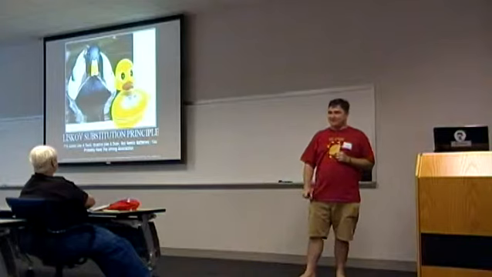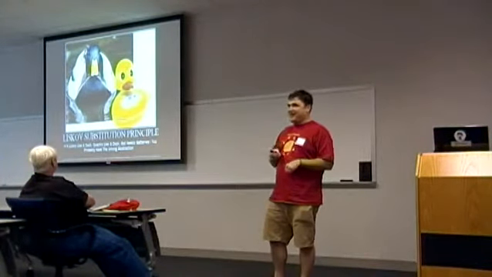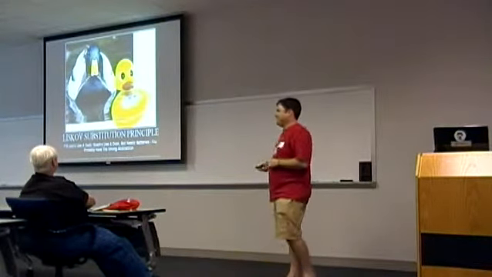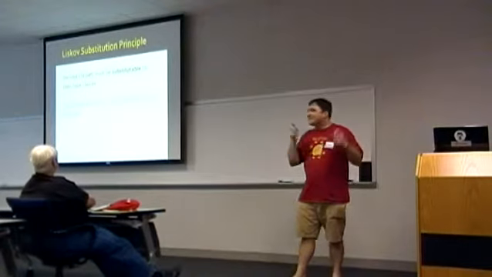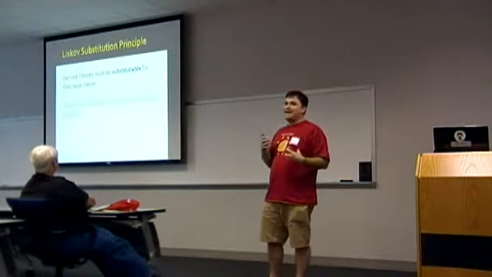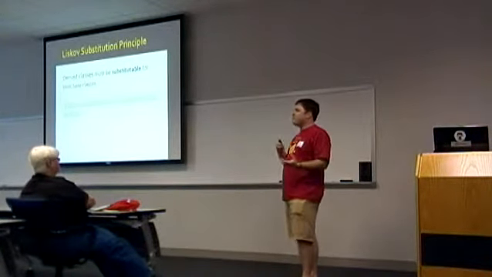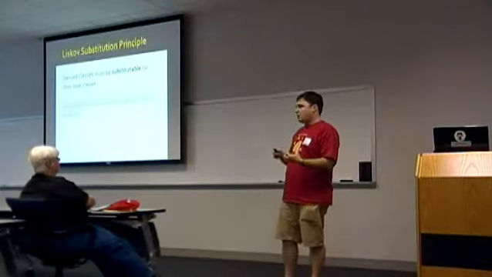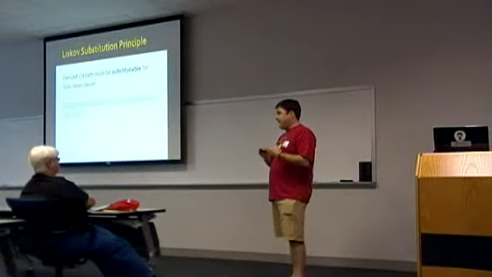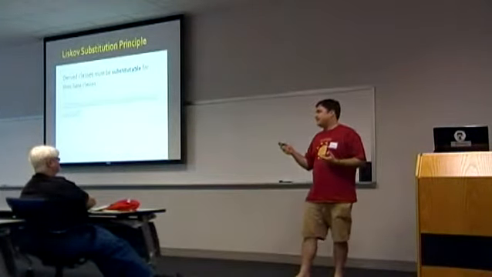Liskov substitution principle. It looks like a duck, quacks like a duck, but needs batteries. You probably have the wrong abstraction. All right? Basically, this says that derived classes must be substitutable for their base classes. The classic example is a square that derives from a rectangle. Square is more restrictive than a rectangle class. A rectangle's got a width and a height, but they don't have to be the same. Square has to be the same.